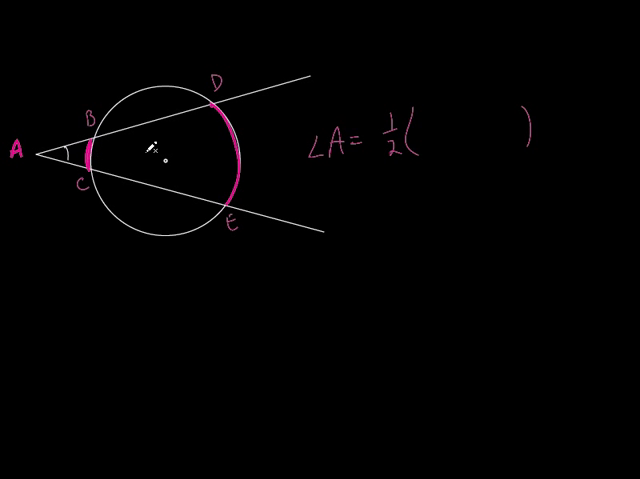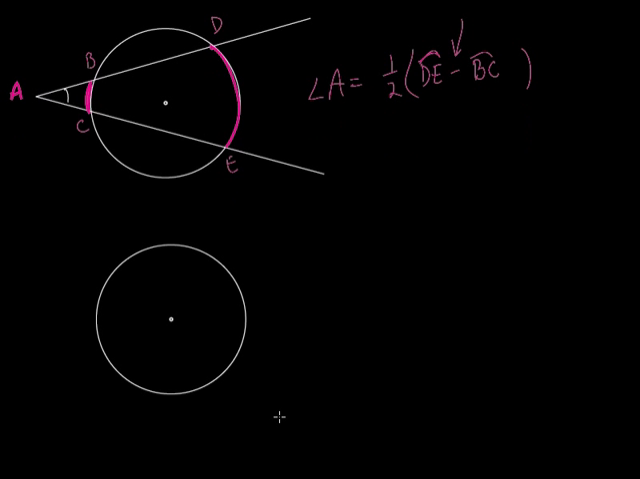Which one's the bigger arc? DE. So that's going to go first. So arc DE minus that little arc, which is BC. That's supposed to be an arc symbol right there. That's kind of ugly. So if I want to find the angle outside, this is outside the circle. Before, they intersected inside the circle. This intersects outside the circle, so we take the two arcs, we subtract them from each other, not add this time. We subtract them and take half of it. Okay? Let's do another one.